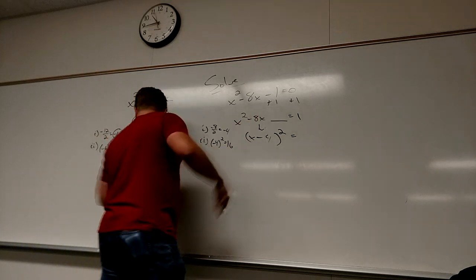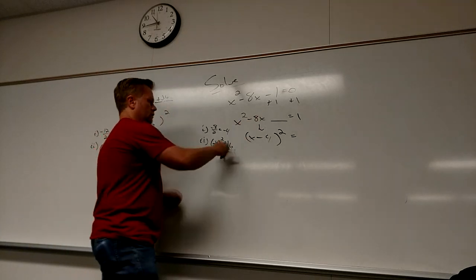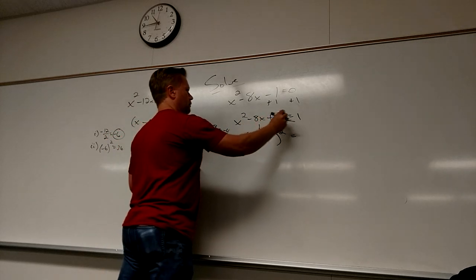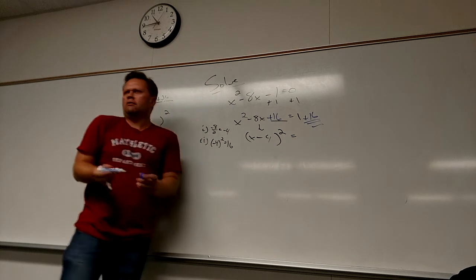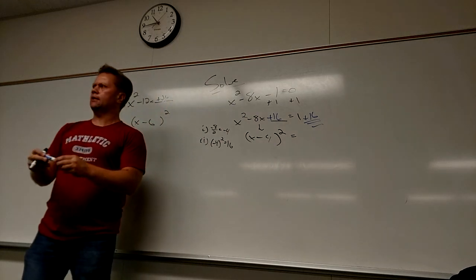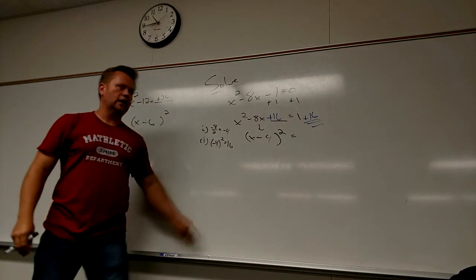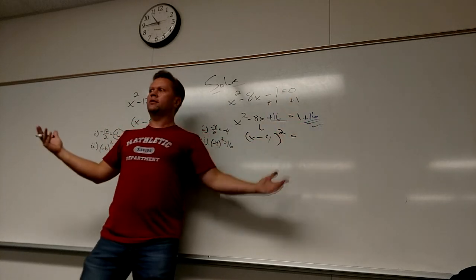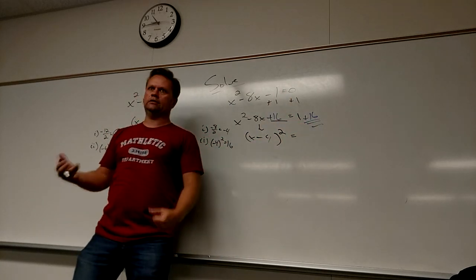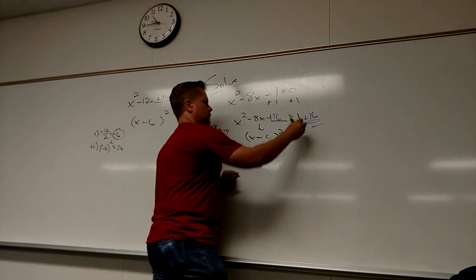So what do I add here? 16. And if I add it here, I better add it there. That's the biggest mistake, people forget to do that, because they think, why would that side need it? That side doesn't get a choice. It happened to this side, it has to happen to that side. Period. I don't care what that side needs. So 1 plus 16, 17.